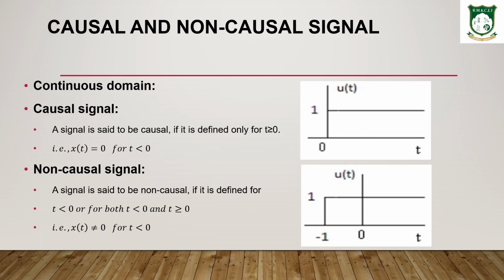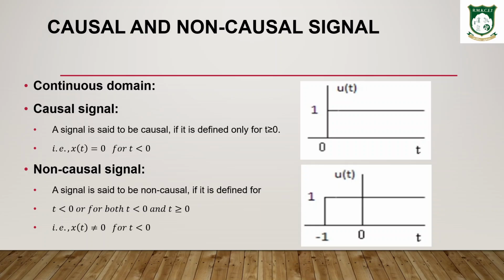Next classification of signals, the last classification, causal and non-causal signals. In the continuous time domain, first we will see what is meant by a causal signal. Causal signal means the signal is defined only for positive values of time, that is, only on the right hand side the signal is there, and then that signal is said to be a causal signal. Non-causal signal, if the signal is defined for both time indices, that is negative time as well as positive time, the signal is present, it means it is a non-causal signal.